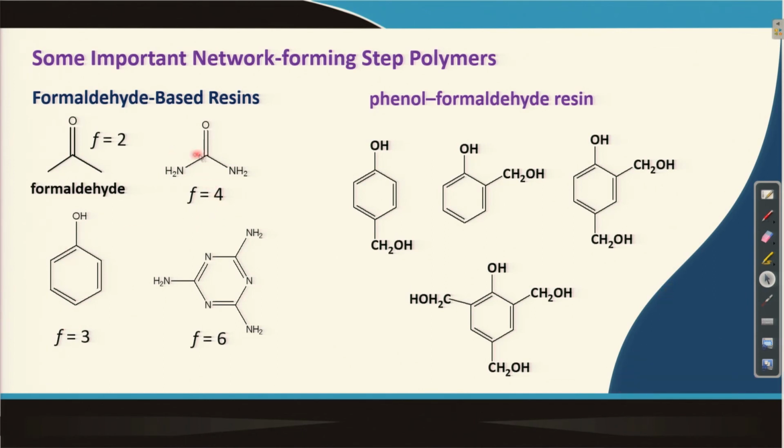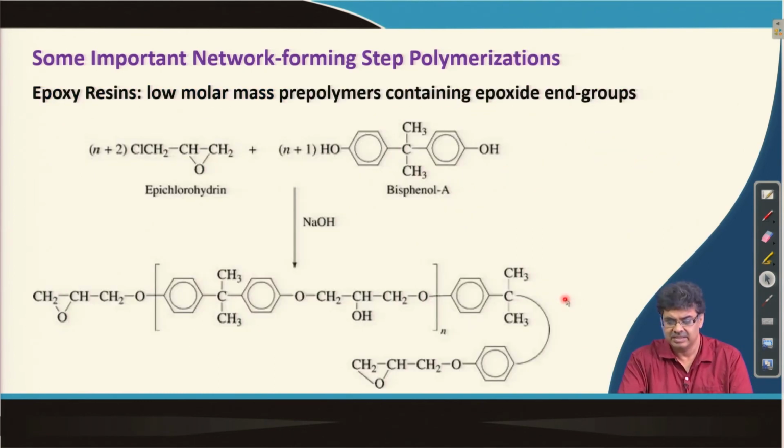Now, if you compare the other two examples, this is f equal to 4 and the melamine is f equal to 3, and in case of the phenol formaldehyde reaction between these two, we get 4 possible different products, which react with each other and with other formaldehyde to produce a network structure.